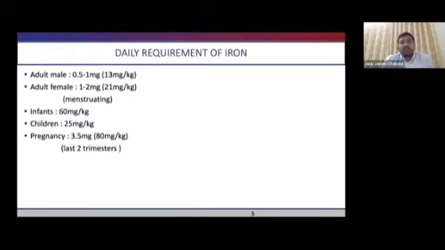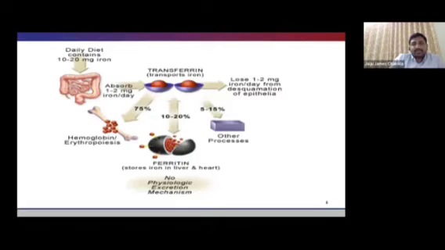So in a normal condition, what is the daily requirement of iron? In an adult male, we need around 0.5 to 1 milligram of iron, and in an adult female, it's around 1 to 2 milligram. In infants, it's around 60 milligram per kg, and in children, it is 25 milligram per kg. In pregnancy, especially in the last 2 trimesters, we need an excessive amount of iron intake, around 3.5 milligram or 80 milligram per kg.